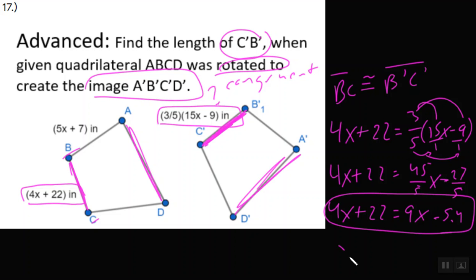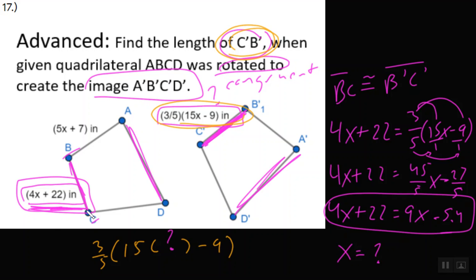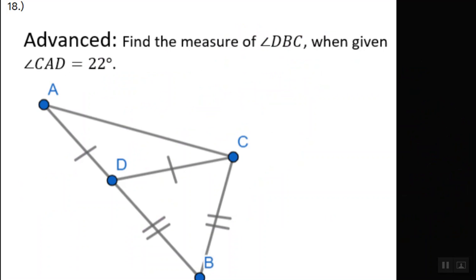Now from here, I leave y'all to solve for what x is, and once again, the question was asking for C prime, B prime, so we're saying, if we do 3/5 parentheses 15x minus 9, what in the world is that going to be? Now, I want to give y'all a hint. See how this is an easier expression than this? If you wanted to, you could instead plug your x into there, but only because those are congruent. It's really your call. Which one of these do you want to plug x into? Alright, let's move on.